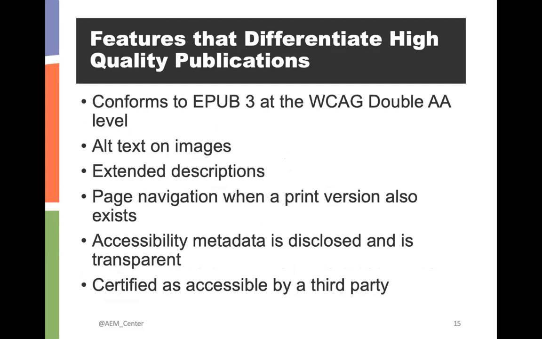So here's some of the things that make up a high quality publication. It conforms to EPUB 3 at the WCAG level. All text on all images, well, not all images, images that are not decorative or that have not been described in the surrounding text. And that's part of the requirements for the images.